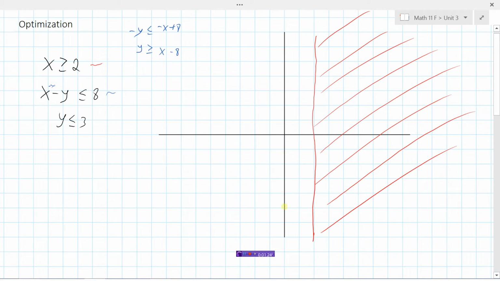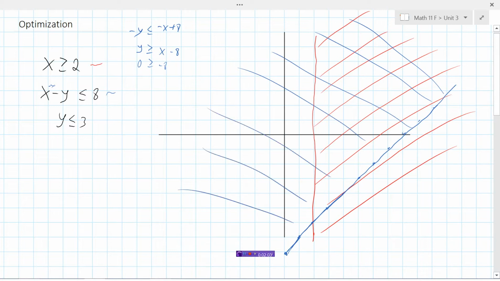2, 3, 4, 5, 6, 7. Whoops. All the way down here. And a slope of 1. And a solid line. So like so, and greater than or equal to, I'm going to try 0, 0. Is 0 greater than or equal to 0 minus 8, which is minus 8? Yes, it is. So now we're talking this region.